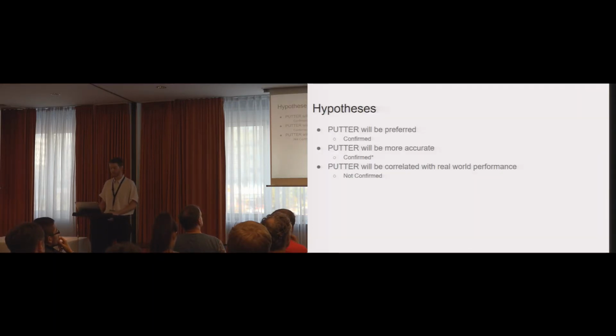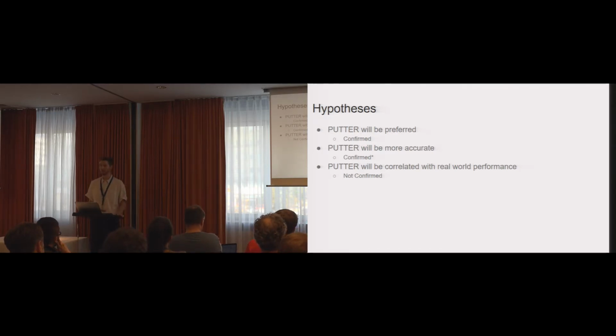So going back to our hypotheses, we can see that the putter will be preferred. That hypothesis was confirmed. Definitely people strongly preferred the putter condition. So our second hypothesis was that the putter will be more accurate. And this was also confirmed overall. At the 300 centimeter distance, it wasn't significant, but we explained kind of why that might be. But overall, it definitely was more accurate. And so our third hypothesis was that the putter will be more correlated with real-world performance.